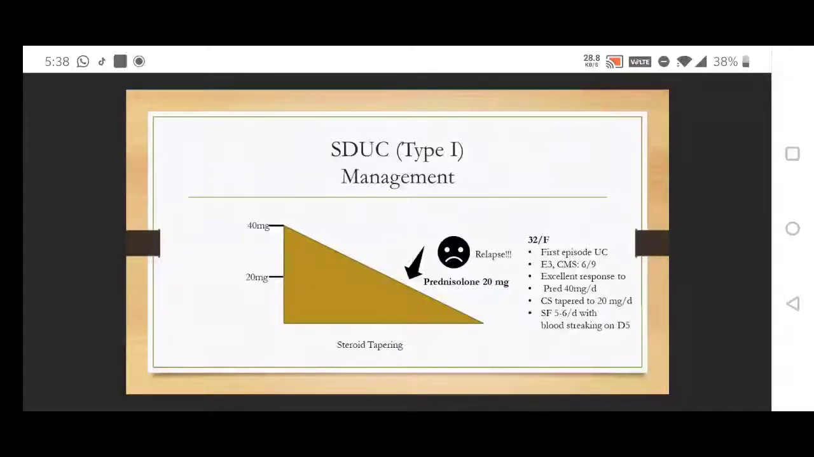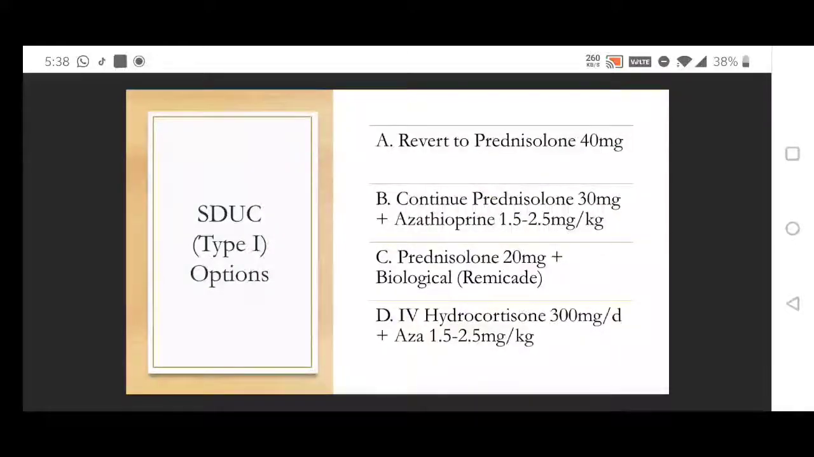She had excellent response to steroids because she responded. The tapering going back. The moment she reached 20 milligram, on the 5th day, the stool frequency goes up to 5 to 6 with blood streaking. Therefore, this is type 1 steroiditis.